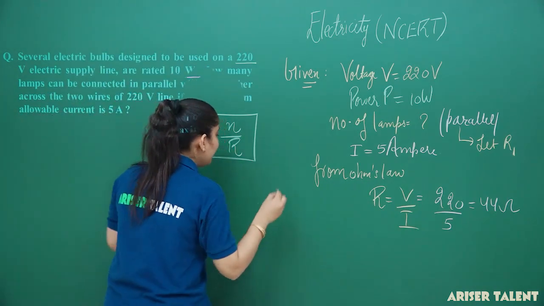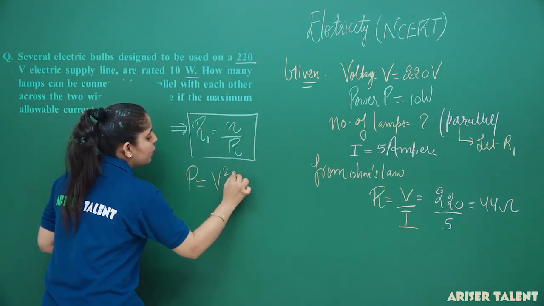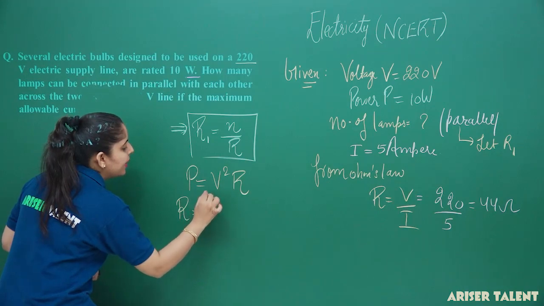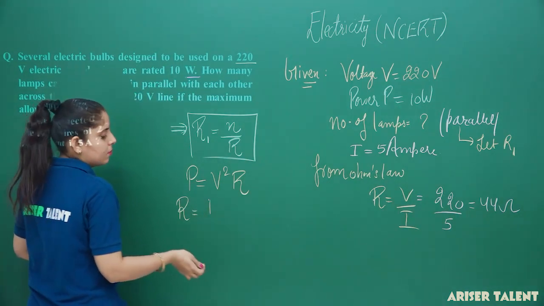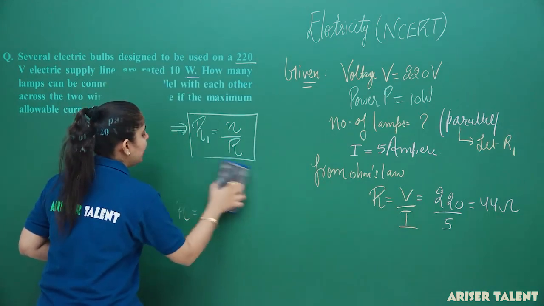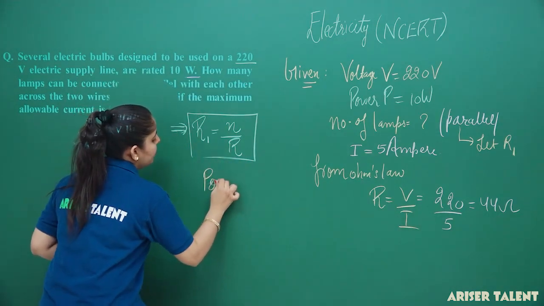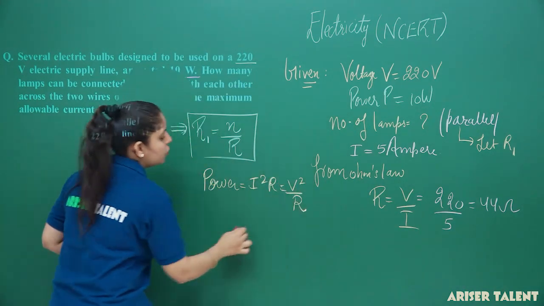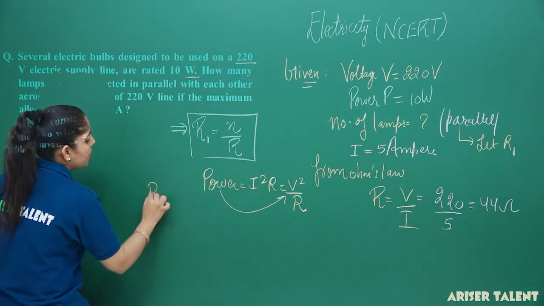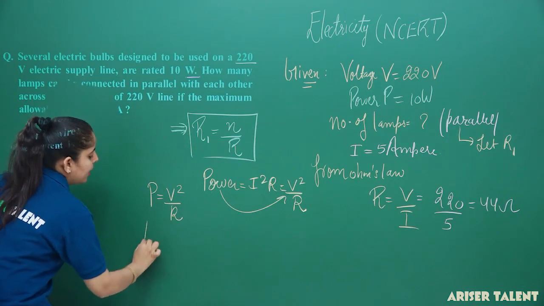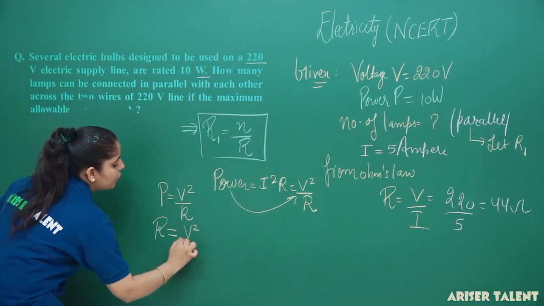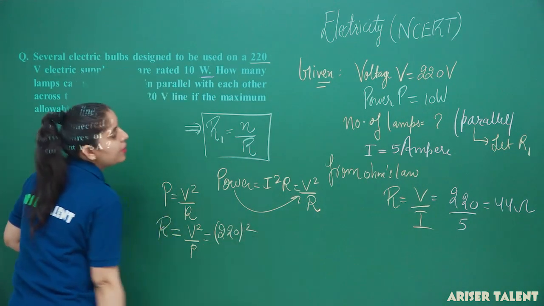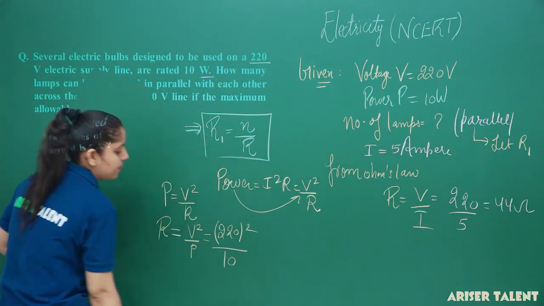Now, again power has a formula, that is V square upon R. Power can be I square R or V square upon R. So we will use this formula here. P equal to V square upon R. If I calculate R, it comes out to be V square upon P. The value of voltage is 220, and the power in this case is 10.